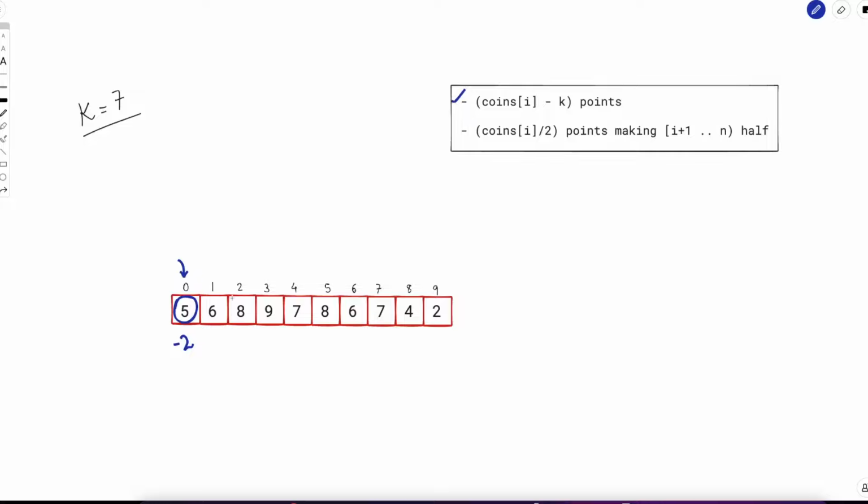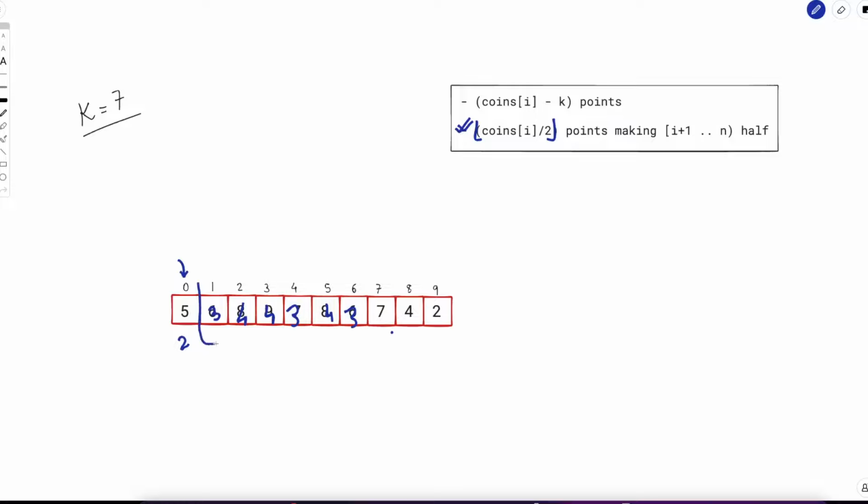But this is the first part, where we have said that we will basically take the points as coins I minus k. The second criteria could be that we will collect this many points and pay the penalty. So we will collect coins I by 2, which is 5 by 2, which is 2.5, and we have to take the floor as well. It is given in the problem, so you have to take the floor as well. So we'll collect 2 points from here, and as a result we will just make everything half. So this is what everything would now be, right? And so on and so forth.